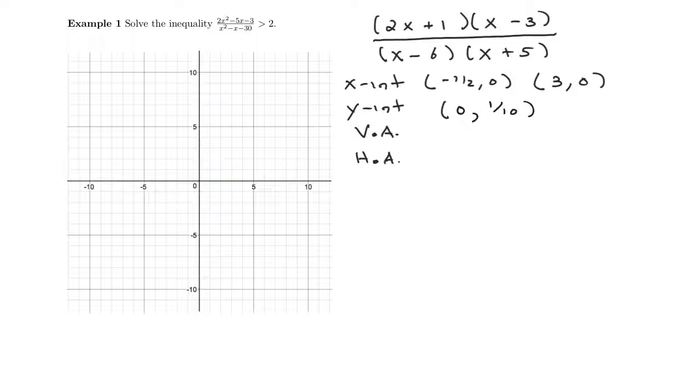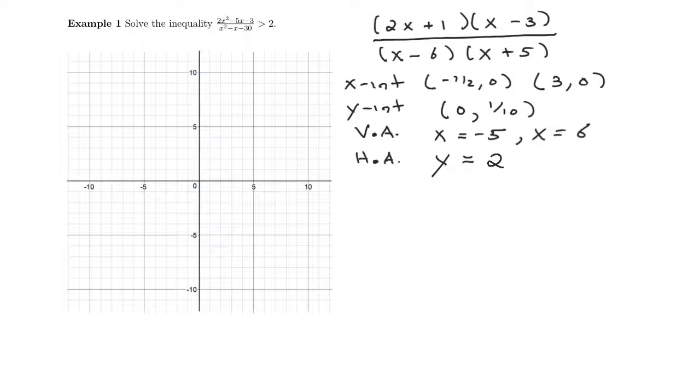The vertical asymptotes are going to be x is equal to -5, but also x is equal to 6. That's where the denominator is equal to 0. And the horizontal asymptote is going to be the ratio of the first two terms of my original expression, which is going to be 2/1. So I'll just write y is equal to 2.